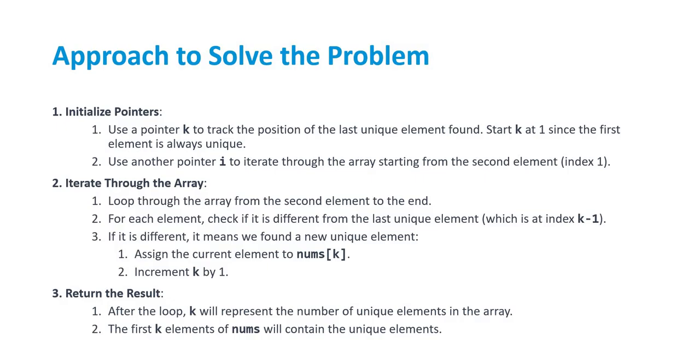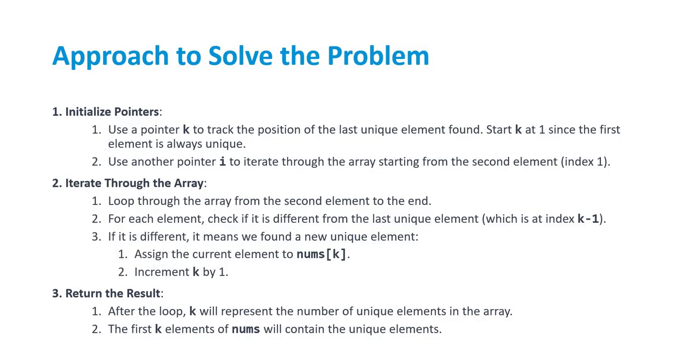The second step is to iterate through the array. Loop through the array from the second element to the end. For each element, check if it is different from the last unique element, which is at index k minus 1. If it is different, it means we found a unique element. Assign the current element to nums[k]. Increment k by 1.